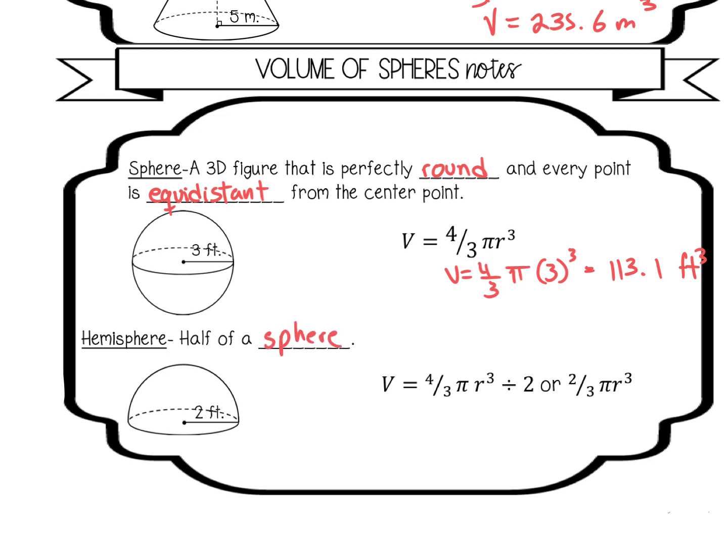So if we were to divide the volume formula by 2, we get the formula of the hemisphere. So if you know the sphere one, just divide it by 2, and you're going to get the volume. So when we divide by 2, we get this formula. So our volume is 2/3 pi 2 cubed. So our volume is 16.8 feet cubed.